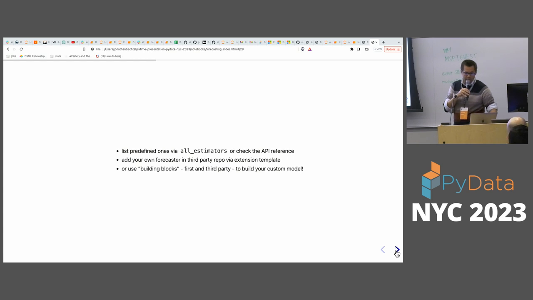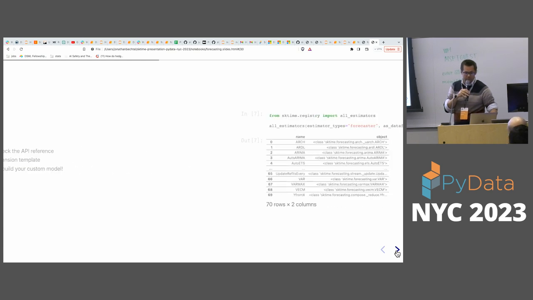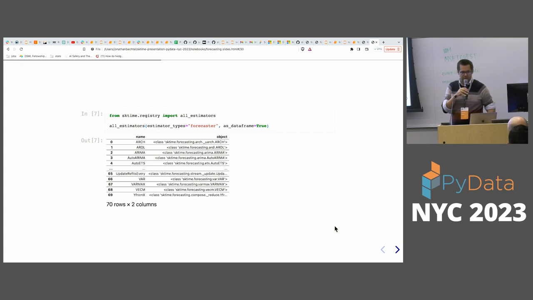All right, if you're curious or if you doubt the footprint of SKTime, it has a few different functions you can use to look up available estimators. And as you can see here, currently there are over 70 different time series models that are directly built into SKTime. And it's also compatible with any sort of SKLearn-like interface. So even if it's not listed here explicitly, you can still use it.